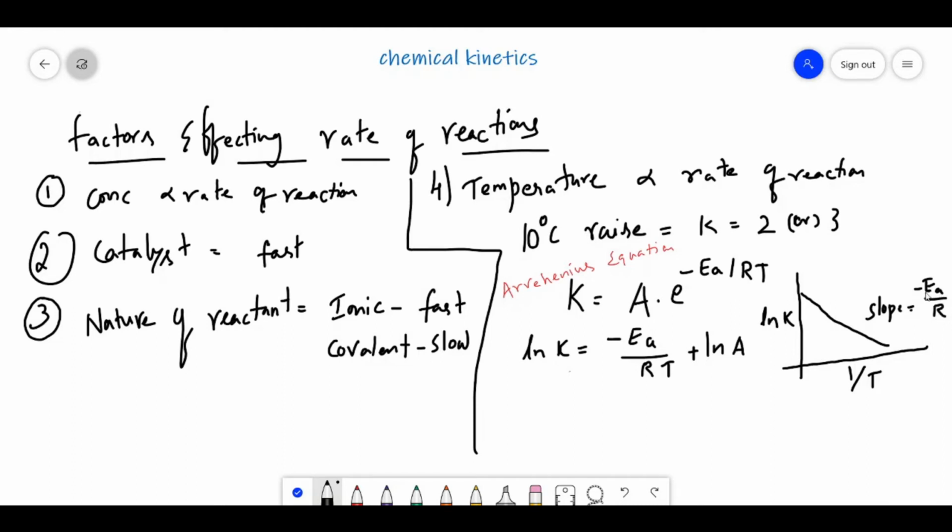So this graph is very, very important. You will also be asked: when we plot a graph of ln k and 1 by T, what is the slope? It is nothing but minus EA by R.